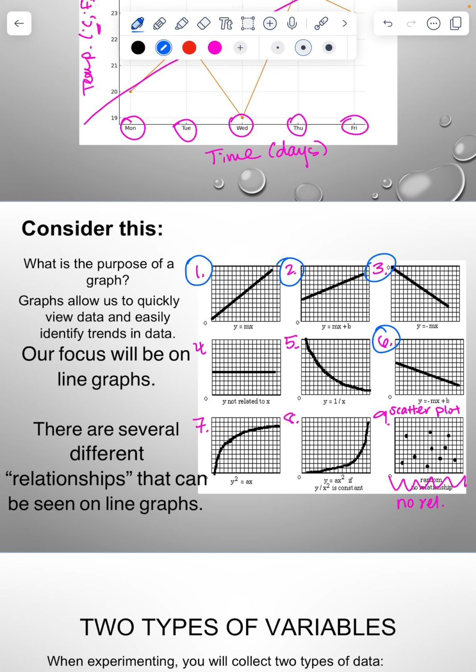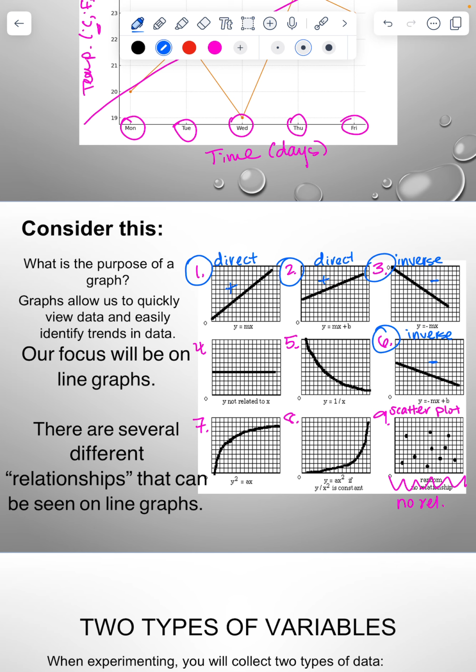1 and 2 have that positive slope, so we know that both of those are showing direct relationships, while 3 and 6 have those negative slopes, so they are showing those inverse relationships. We are really going to be focusing on those 4 whenever we do our 4-step method. Those are really going to be the only ones that you're going to be looking at. Now, that doesn't mean that we're not going to be able to interpret other graphs.